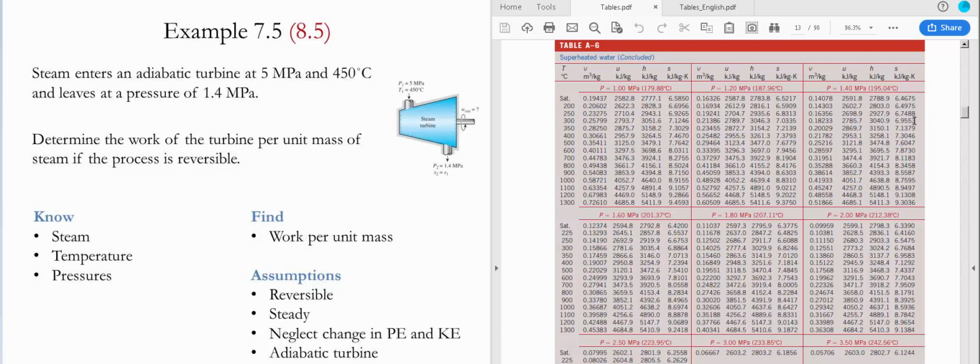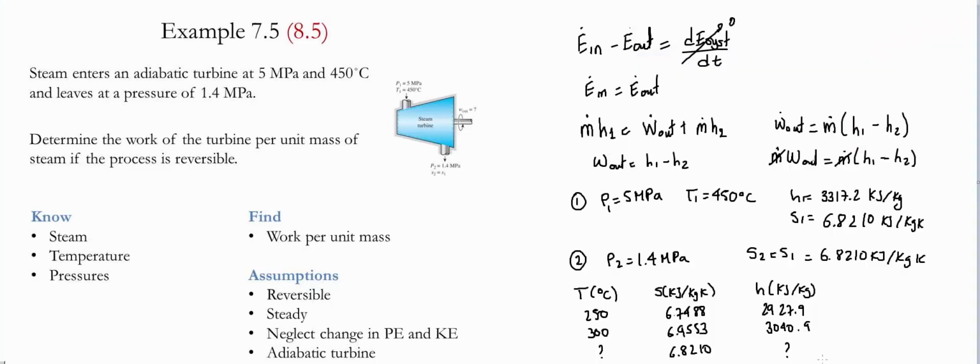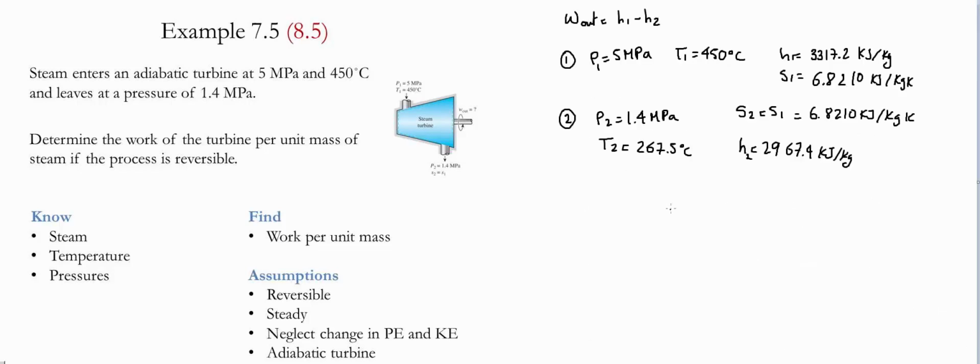We're going to interpolate between these two values so we can find the temperature and the value of enthalpy. These are the values that we got from the table. By interpolating, we find that the value at T2 is equal to 267.5 Celsius, and the value for the enthalpy is equal to 2967.4 kilojoules per kilogram. Now that we have the initial and the final values for enthalpies, we can find the amount of work per unit mass.